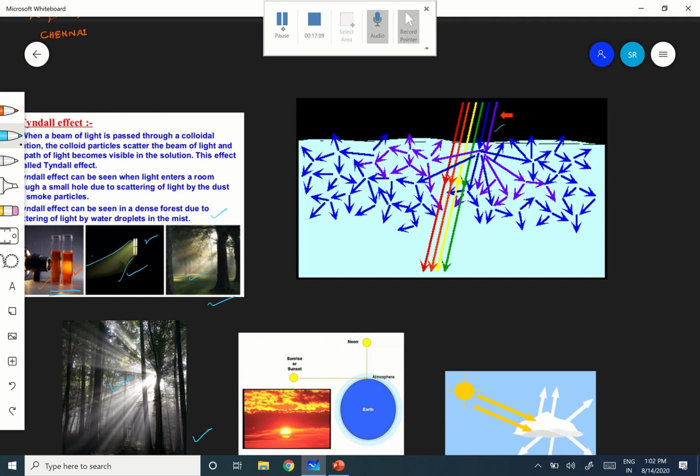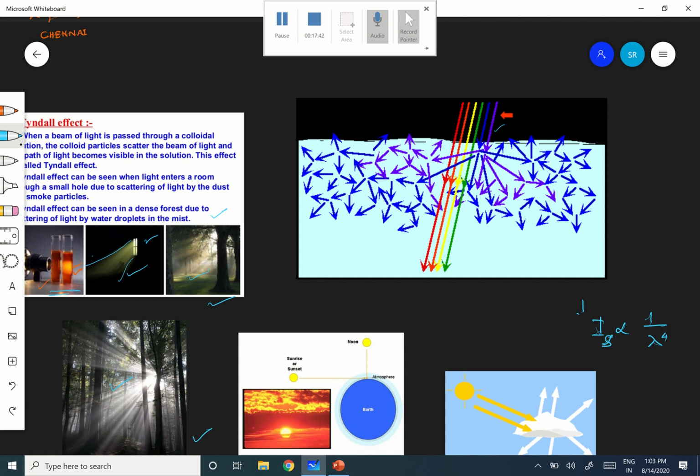Okay, as I told you, what is that? Intensity of scattering is inversely proportional to the fourth power of the wavelength, that we have already seen. Therefore, intensity of scattering is proportional to one over the fourth power of the wavelength. So as the light is coming, most of the least wavelength colors will be scattered in the outer atmosphere.